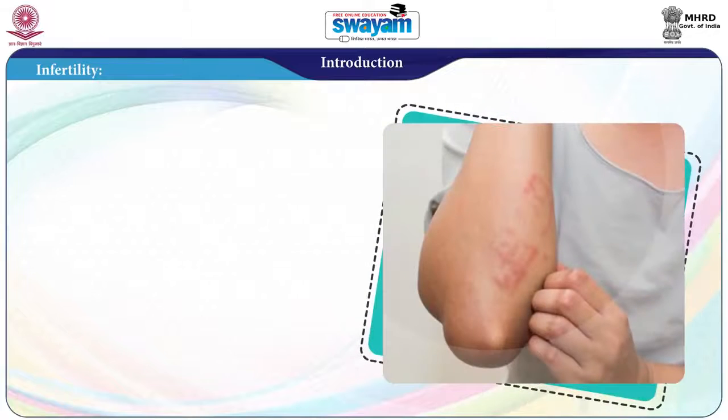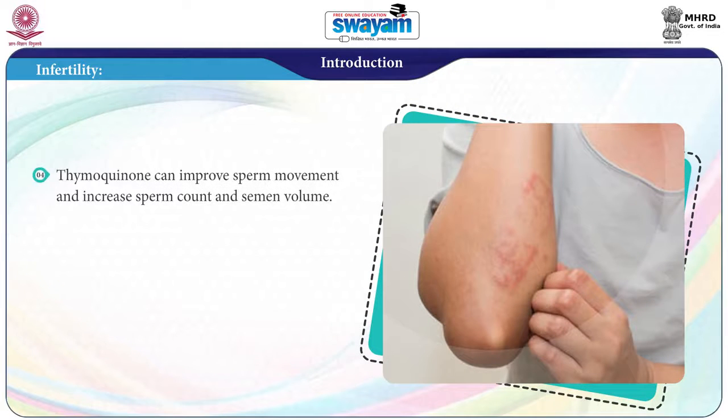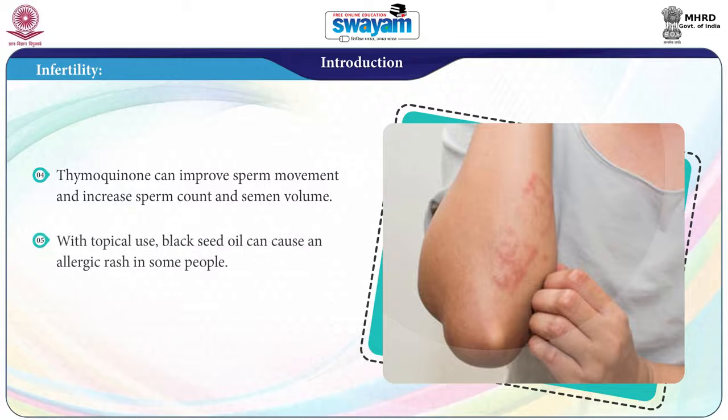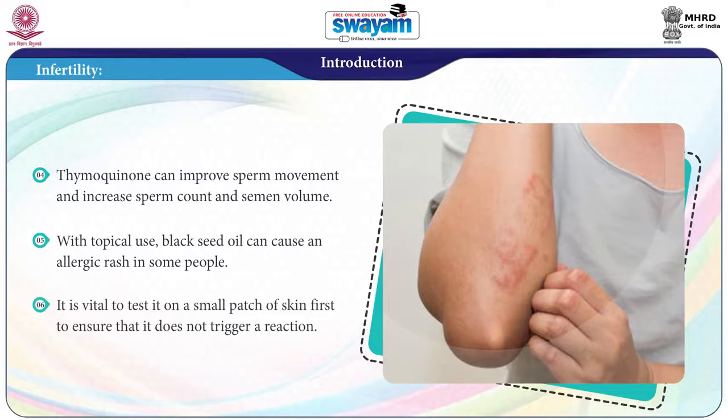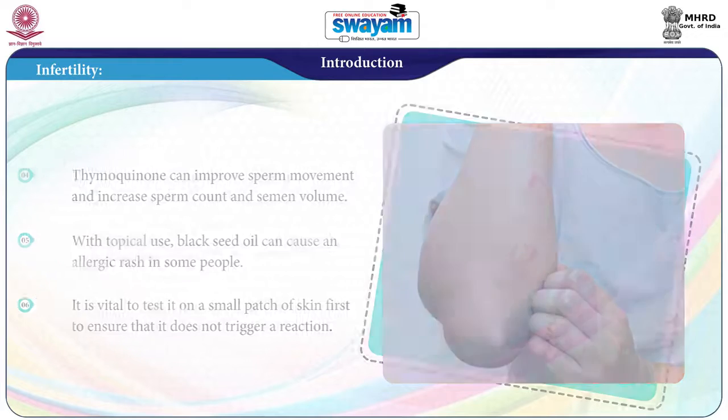Now, next is infertility. Thymoquinone can improve sperm movement and increase sperm count and semen volume. With topical use, black seed oil can cause an allergic rash in some people. Therefore, it is vital to test it on a small patch of skin first to ensure that it does not trigger a reaction. Now, it has some toxicity effects too.